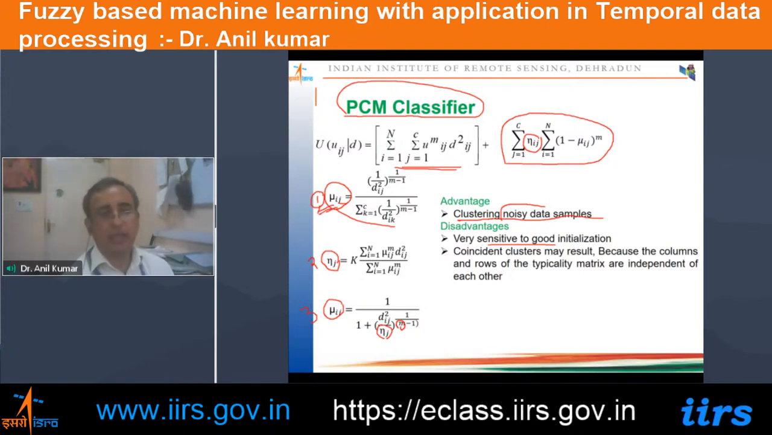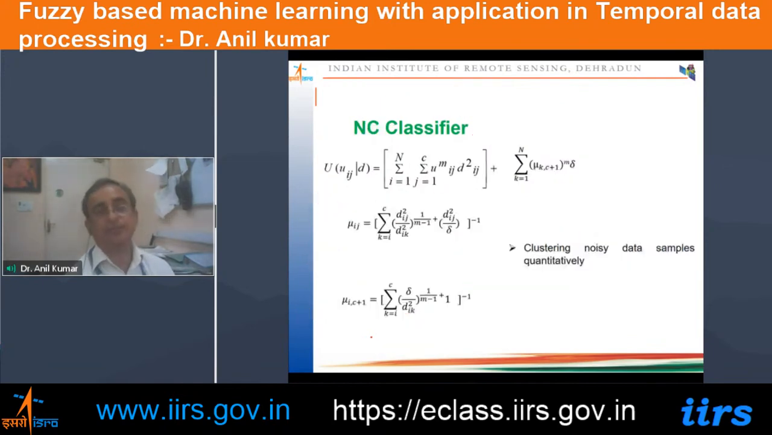The second point, a disadvantage: coincident clusters may result because the columns and rows of the typicality matrix are independent of each other. So here you may have a little bit of overlap between the clusters. But still, the advantage of this PCM algorithm is that it can handle the noise. You can use this algorithm for mapping a single class of your interest.